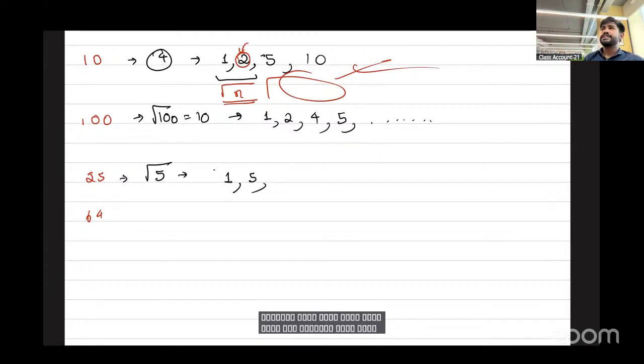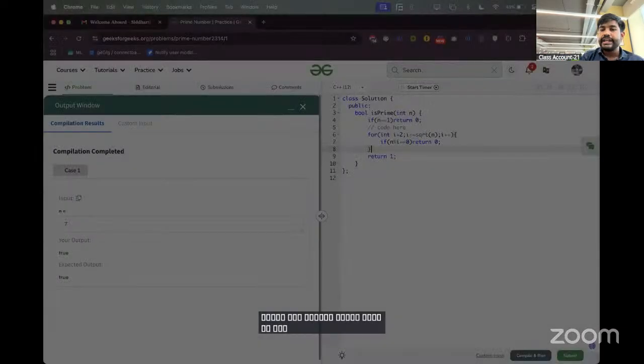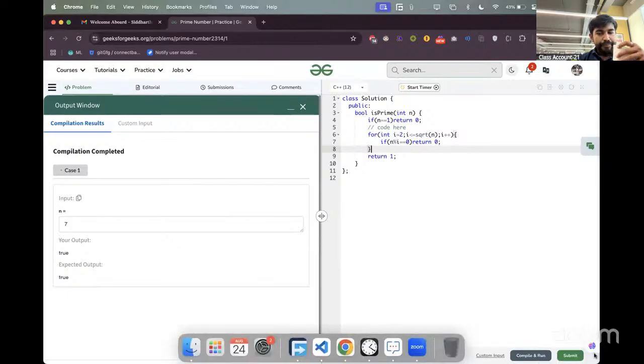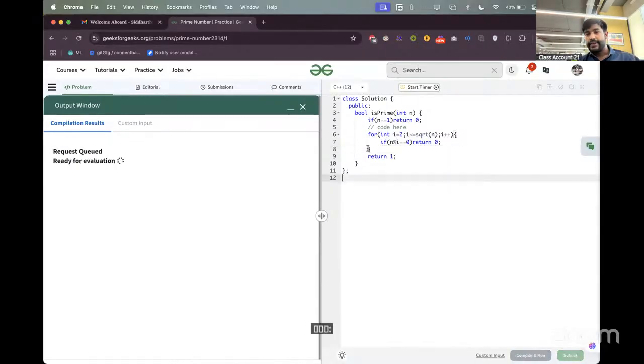Take the example of 16 also. Root of 16 is equal to 4. 4 multiplied by 4 is equal to 16. Meaning divisors will exist in pairs and one value will stay within root under n, from 1 to root under n. That is, checking till the value of root under n is sufficient. Am I clear? Yes, this is what I have explained.